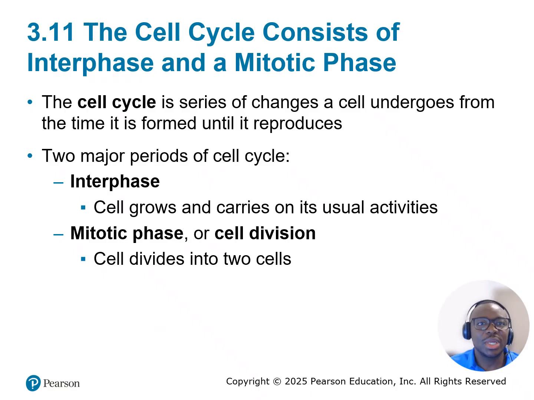Next, we will switch our attention to the cell cycle. The cell cycle is a series of changes a cell undergoes from the time it is formed until it reproduces. Two major periods of cell cycle include interphase and mitosis. During interphase, the cell grows and carries out its usual activities. In mitosis, the cell divides into two daughter cells.